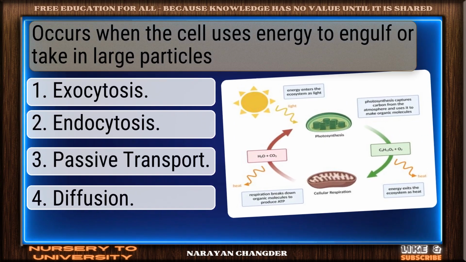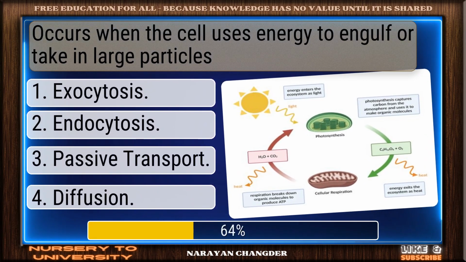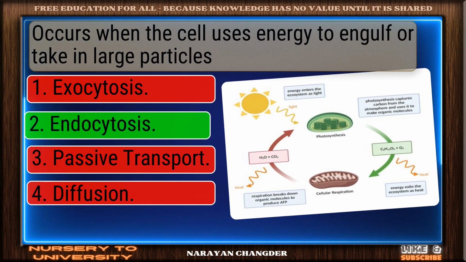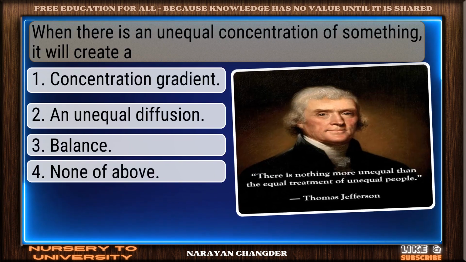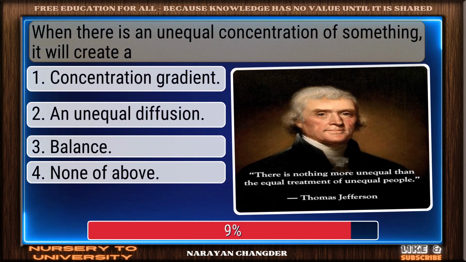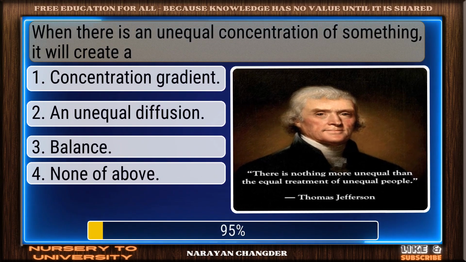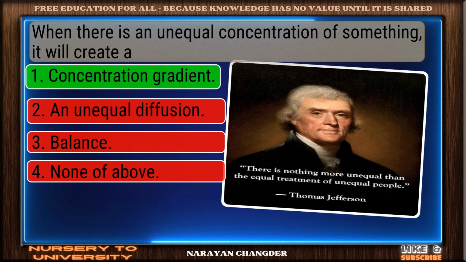Dash occurs when the cell uses energy to engulf or take in large particles. Great job. Endocytosis is the accurate answer. When there is an unequal concentration of something, it will create a... Good thinking. Concentration gradient is the right answer.